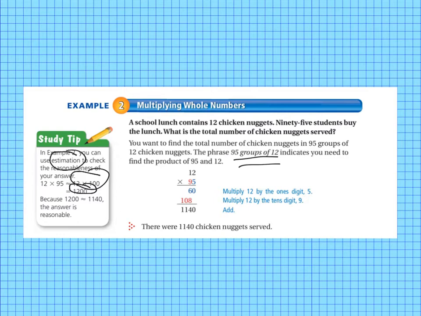So you multiply, and there are the steps to your multiplication. You multiply the 12 by the ones digit, 5, and you multiply the 12 by the tens digit, 9, and you add, and you come up with 1,140. So there were 1,140 chicken nuggets served. You compare that to your estimate, and since they're close, you know that it's reasonable.